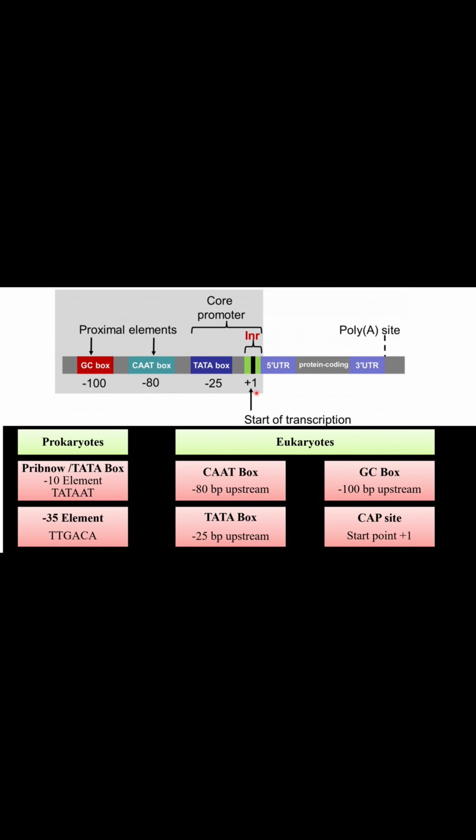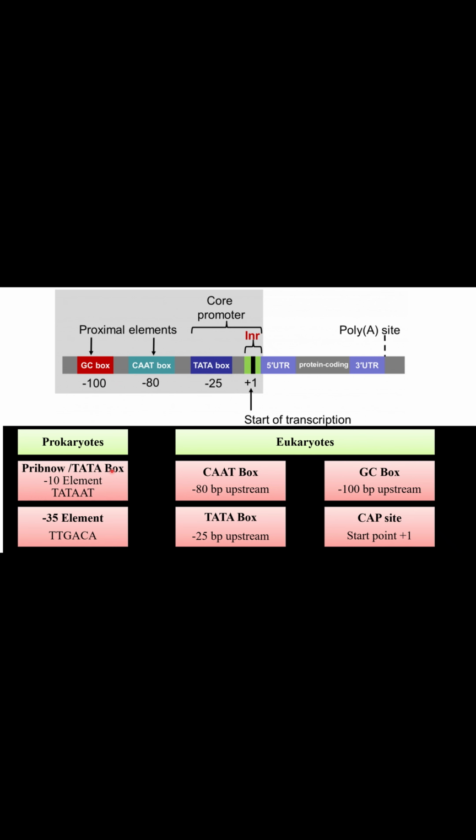We call this +1. From +1, this is the region to which the RNA polymerase will bind, and then the 5' untranslated region. This is the coding sequence region, and then the 3' untranslated region. From this initiation start site, upstream, there are sequences that vary in different organisms. These sequences may vary from 100 to 1000 base pairs.